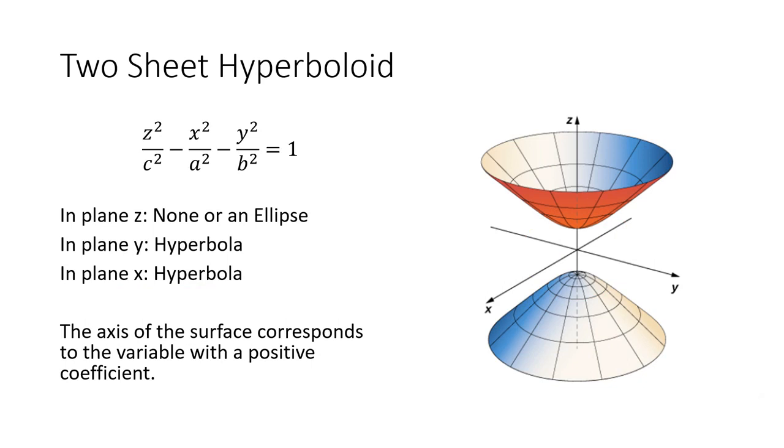So this is really similar to the 1-sheet hyperboloid, with really the only difference being that in plane Z, so if you cut it in the Z direction, if you're in the middle here, again, you're going to get nothing. But once you get high enough or low enough, then you will get ellipses in the Z plane. But it's hyperbolas if you slice it in the Y or the X direction.